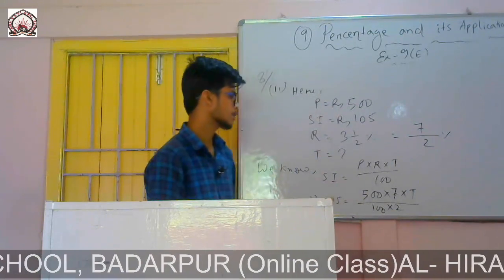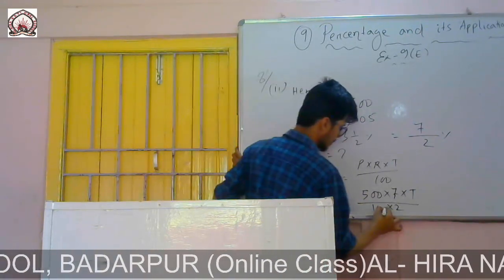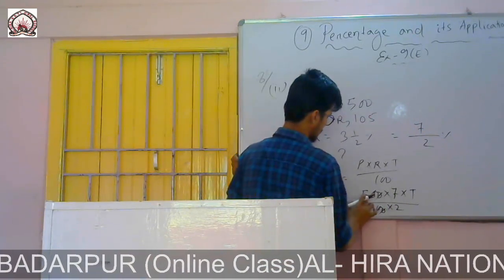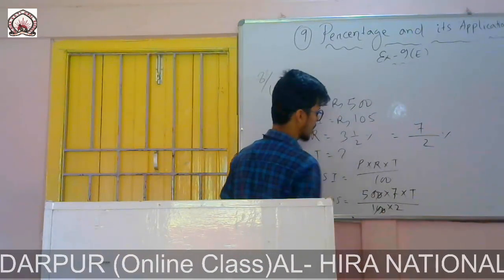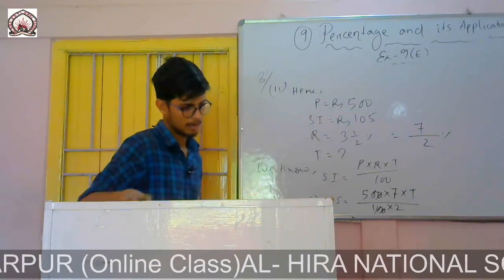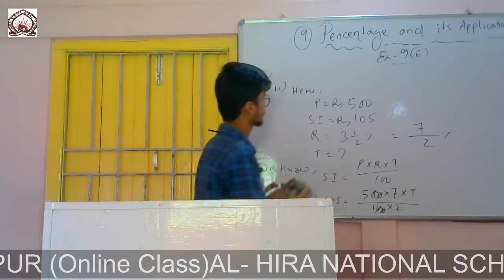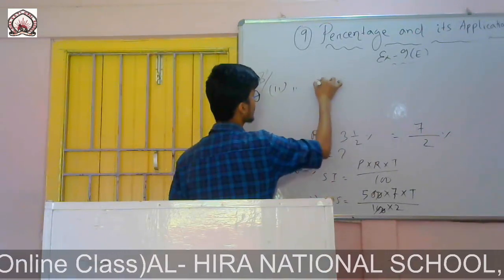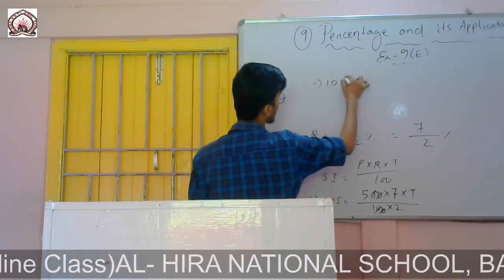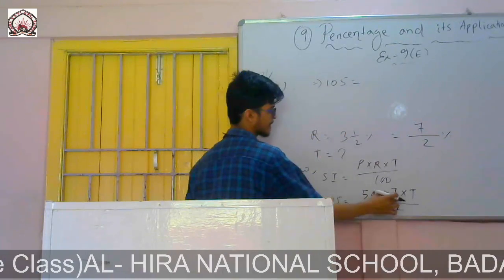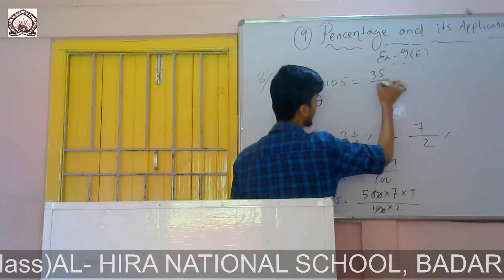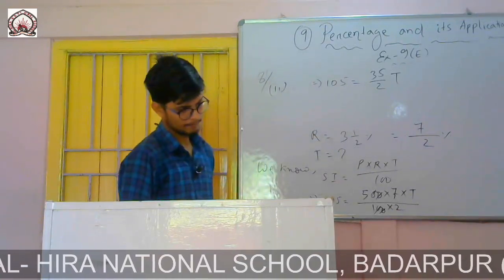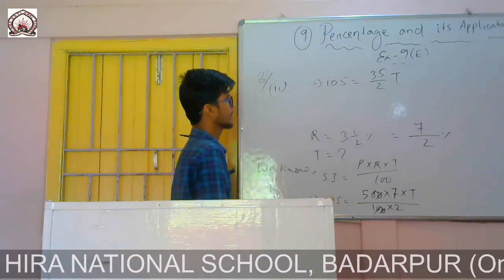Okay, so now I will solve this one. This 0 and this 0 will cancel. They are left 5, 7 and 2. So now I cannot cancel anything. So I'll write, implies there are 105. At that side it is 5 sevens are 35 and there it is 2 and t left. 35 by 2 into t.